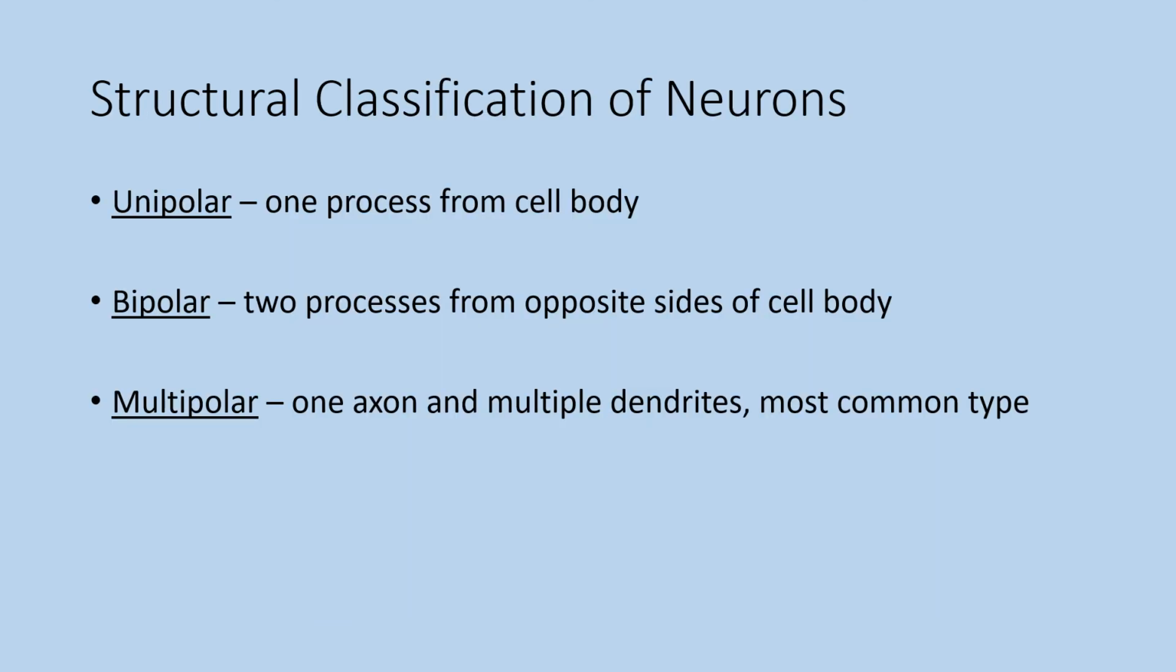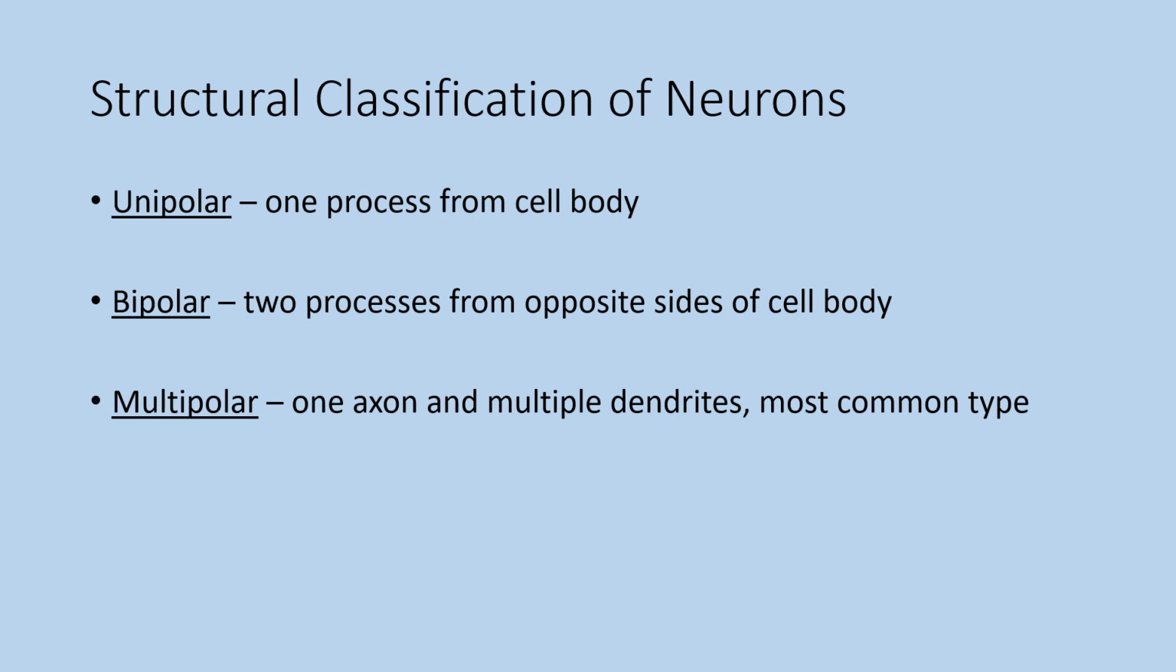So you can classify neurons either structurally or functionally. If you look at the structural classification of neurons, there are other types, but the three major ones are what we call unipolar. That's where there is just one process extending out from the cell body. There is what's known as bipolar, where now you would have two processes extending out from opposite sides of the cell body.